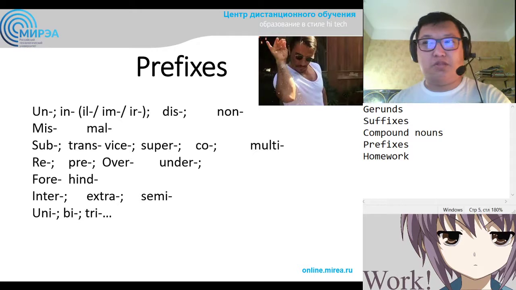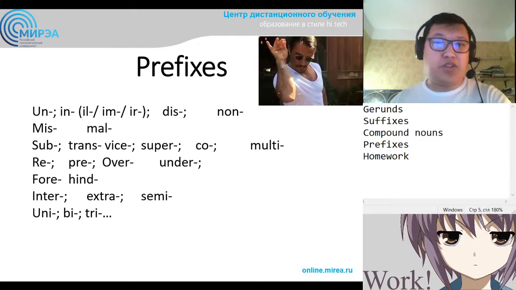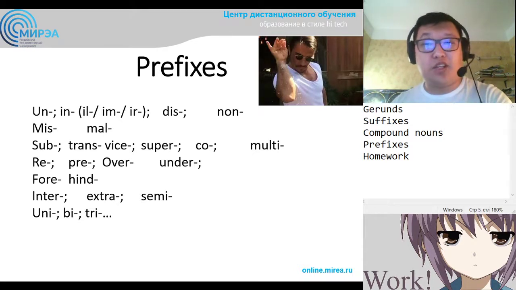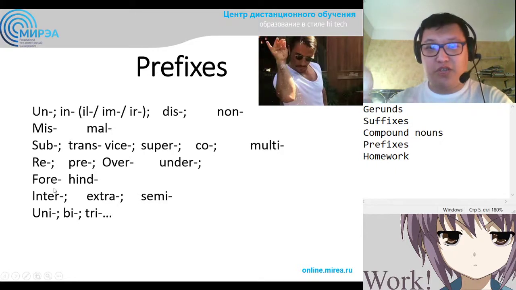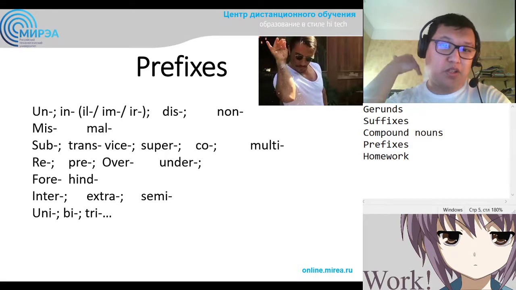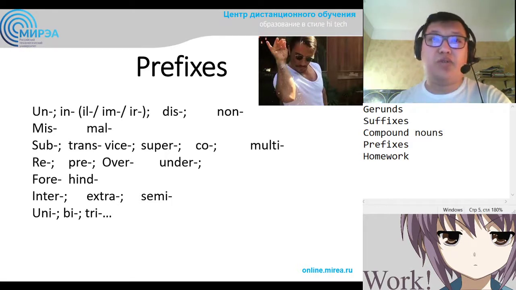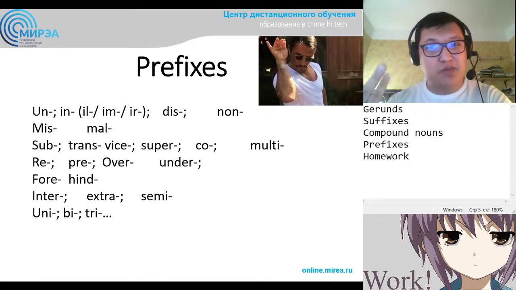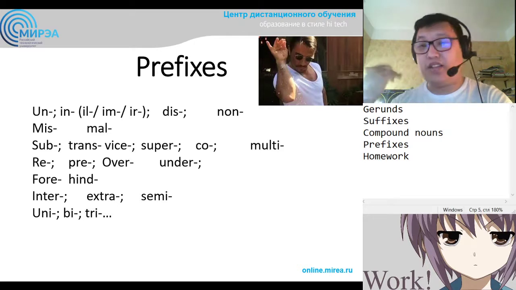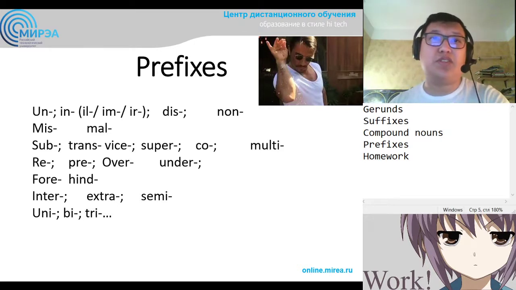Pre-order, pre-exist, or prehistoric times, for example. Доисторические времена. Foreground, fore means before, in front, and hind means at your back, so you can foresee things using your foresight, and there is a hindsight that we discussed in the previous semester.